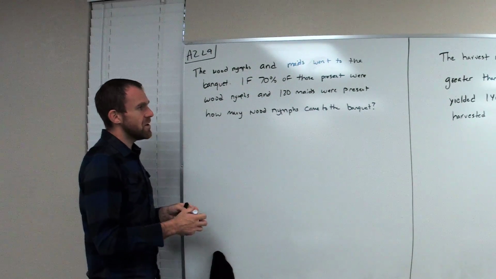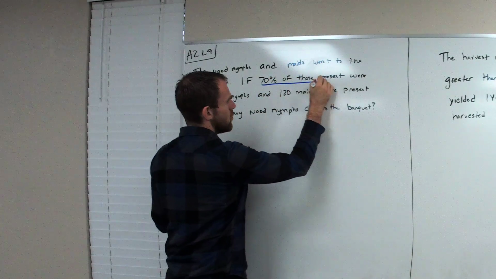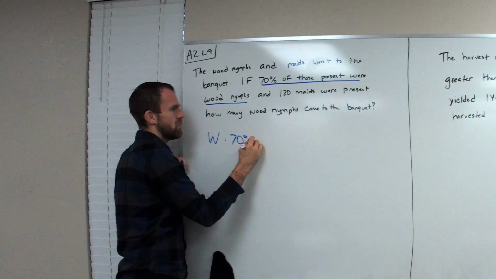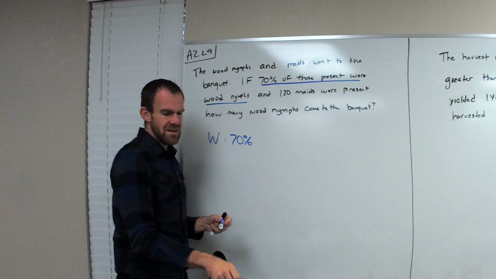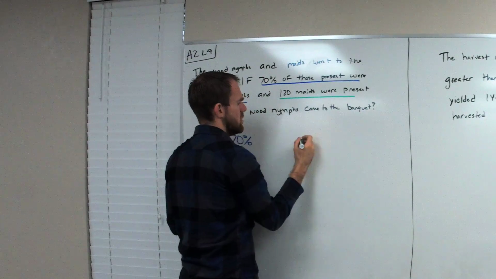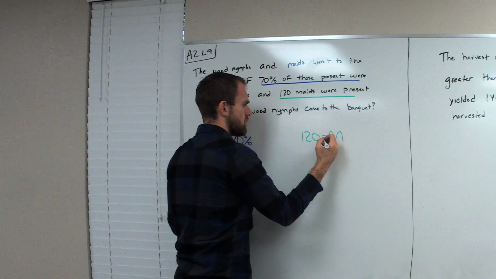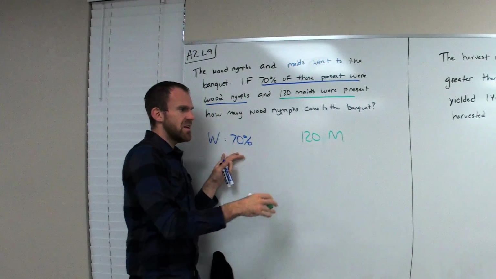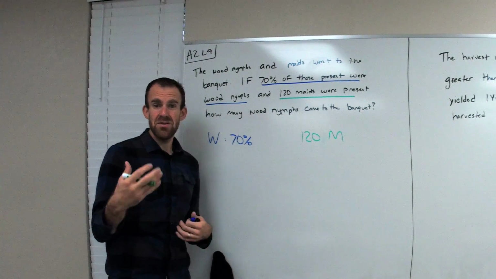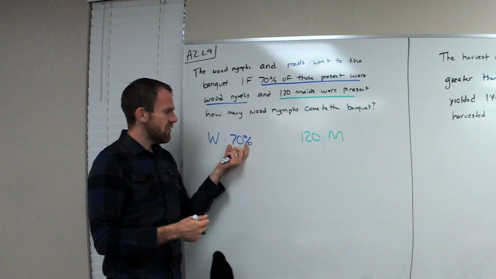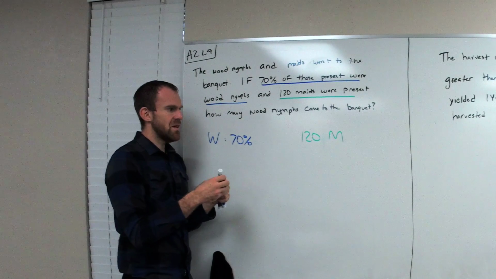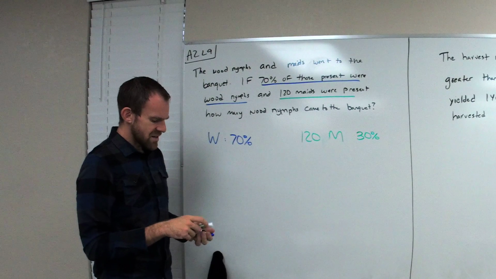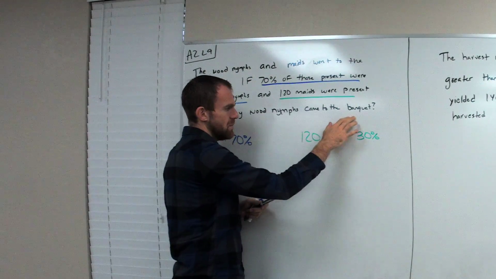So in my mind, when I look at this, I see that 70% were wood nymphs. So I'm going to write wood nymphs, 70%. And we have 120 maids. So we know there's 70% wood nymphs. We know there are 120 maids. There's maids and wood nymphs there. So if we have 70% wood nymphs, then we must have 30% maids. They're asking how many wood nymphs came to the banquet.